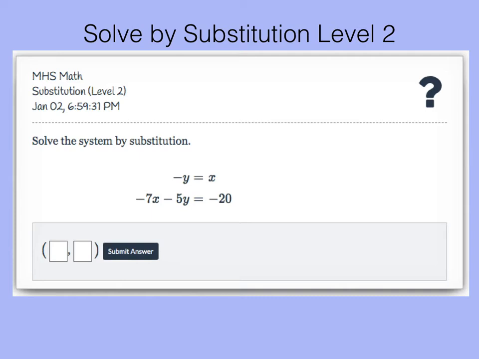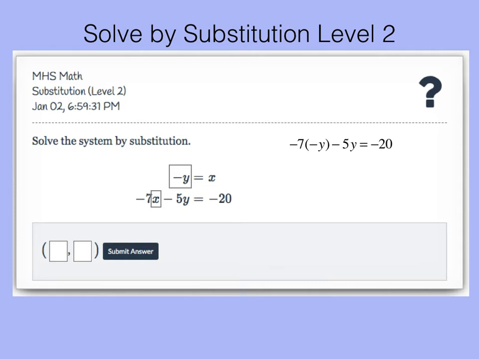Now level 2 is a little bit more challenging. One of the equations will be given. It will either say some x equals something or y equals something. I want you to look at the top equation here in terms of x. X is equal to negative y. So what we're going to do is substitute that expression, negative y, in place of x in the second equation. And we're going to write negative 7 times negative y minus 5y equals negative 20.